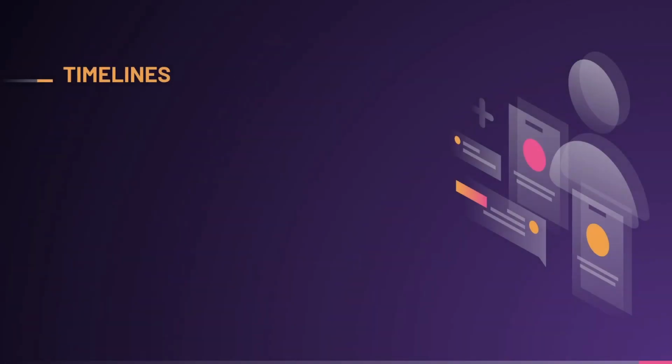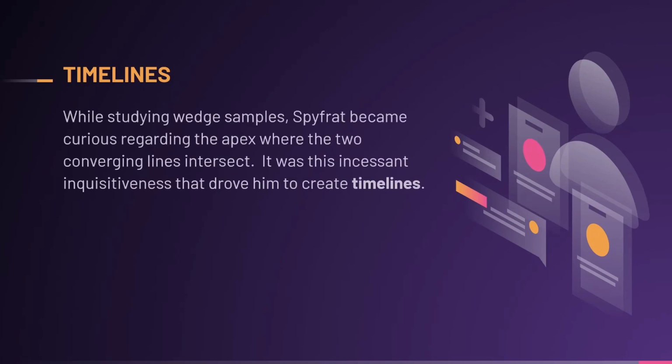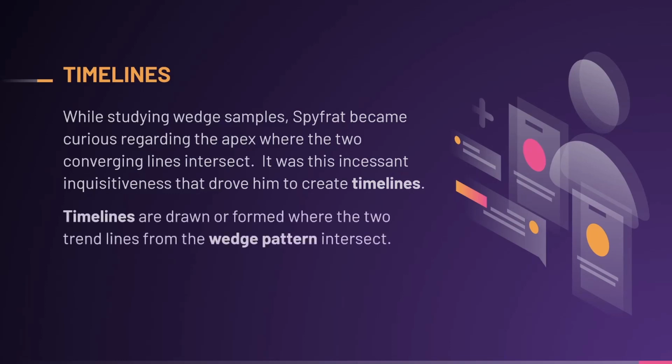Okay? So ito yung two basic types of wedges. Next, pag-usapan naman natin yung timelines. So itong timelines, si Senior Spyfrat yung nakadiscover nito. While studying wedge samples, Spyfrat became curious regarding the apex where the two converging lines intersect. It was this incessant inquisitiveness that drove him to create timelines. Timelines are drawn or formed where the two trend lines from the wedge pattern intersect.